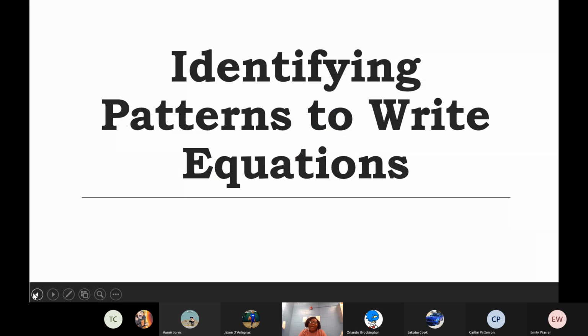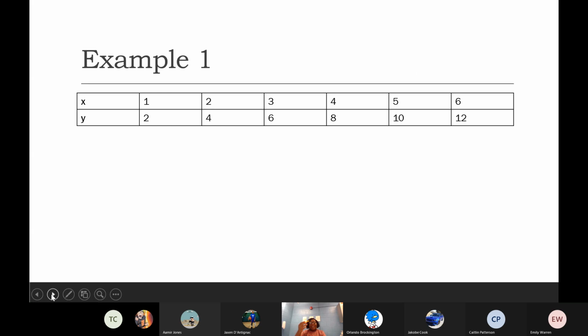Okay. So we're identifying patterns to write equations. So let's look here at example 1, and I would like for you to draw this chart in your notes. Remember, if you can't see my screen, we've been getting a lot of rain, a lot of cloudy skies, so some of your internet connections may not be as strong. If your internet goes out, know that I'm recording this lesson, and you can go back and watch this when we start working on some assignments for this on Monday.